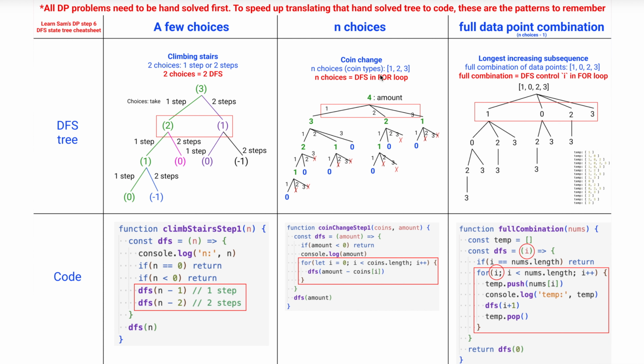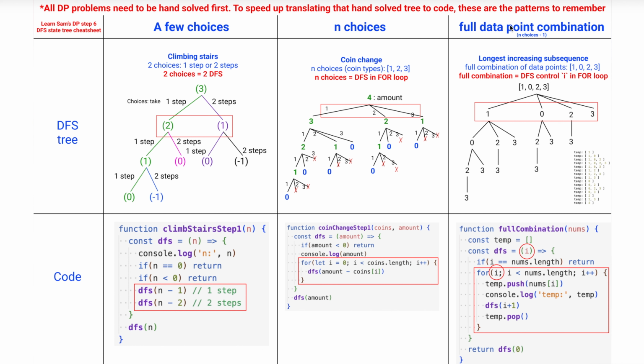For this type of choices, the code pattern, instead of a few recursive calls, we're going to have to run a for loop over all of the choices and place the recursive call in there. You can imagine this way of writing the code is a shorthand of writing n choices like this. And this for loop in the red rectangle here is going to create this kind of tree.